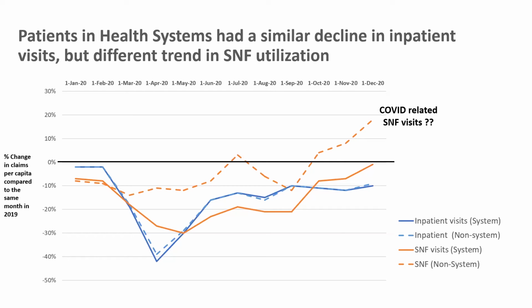One of the things about SNFs is that it was down a lot. If you look through September or October, SNF visits are still down in the range of 10 or 20% relative to where they were a year earlier. But they're really particularly down for the people in the systems, and much less so for people not in systems. We don't totally know what's going on here.